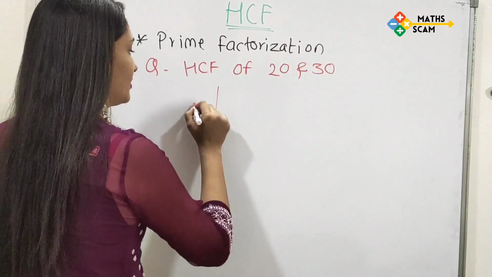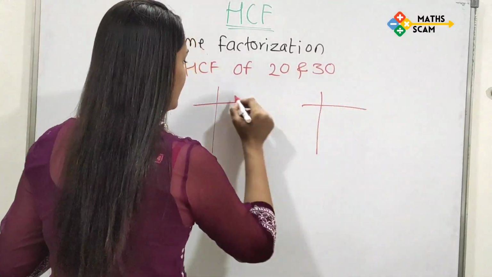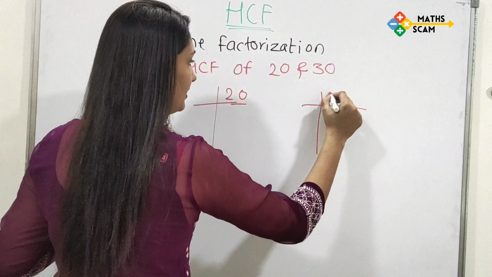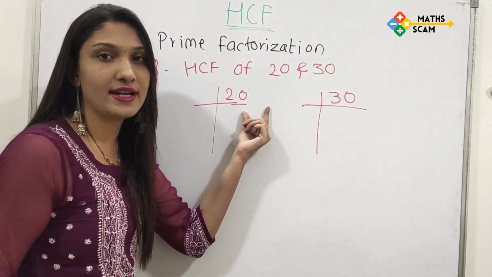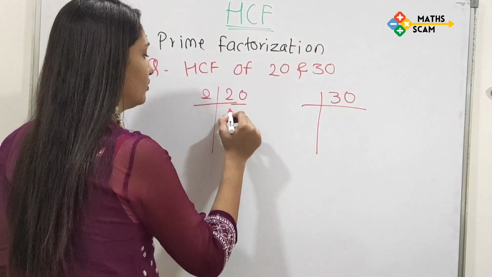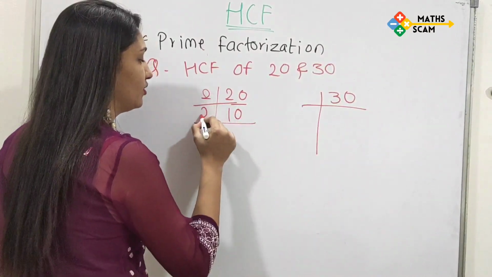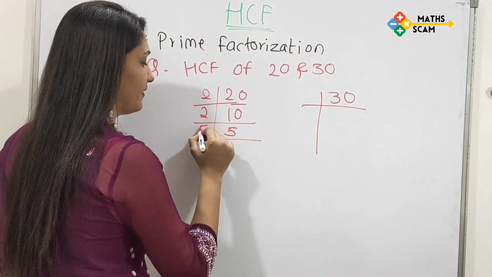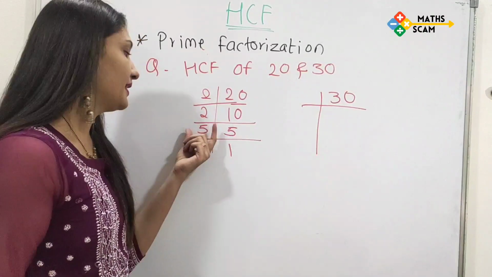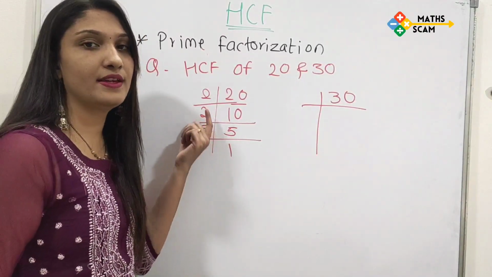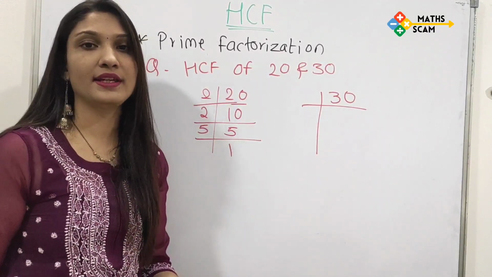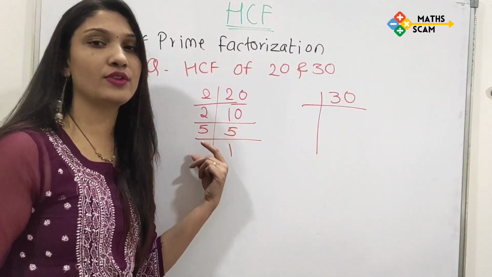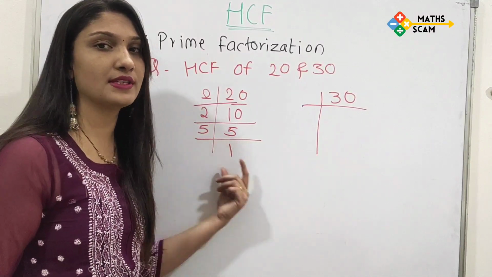Okay, so first draw like this. Write 20 here. Write 30 here. So the first prime number which can divide 20 is 2. So write 2. 2 10s are 20. Then 2 5s are 10. Then 5 1s are 5. We have taken 5 directly because 3 and 4 cannot divide 5, and 4 is not a prime number. 3 cannot divide 5, so we have taken 5 itself. So 5 1s are 5.